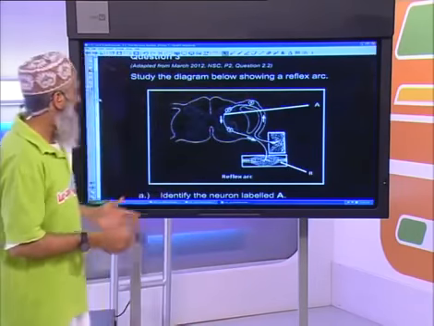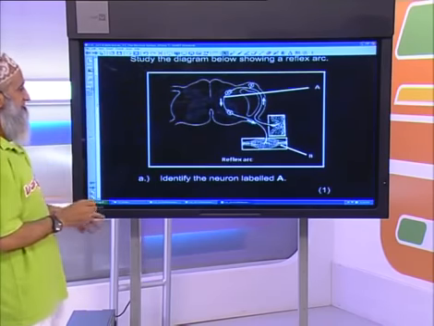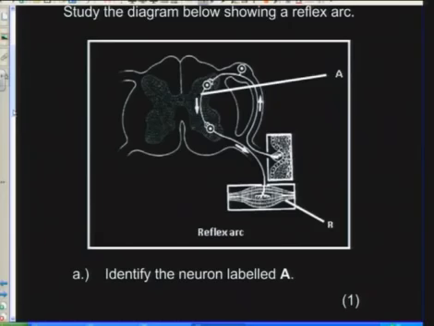Let's look at this example here now and answer the questions. So I've done the explanation. Now we're looking at what happens. First of all, they're saying this is a reflex arc.